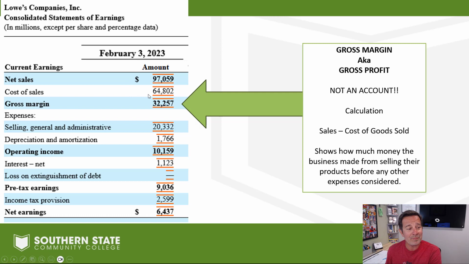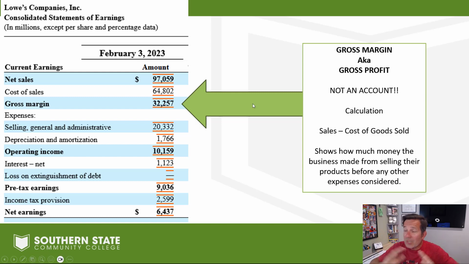inventory that was sold. Gross margin is the profit we made just by selling the product.